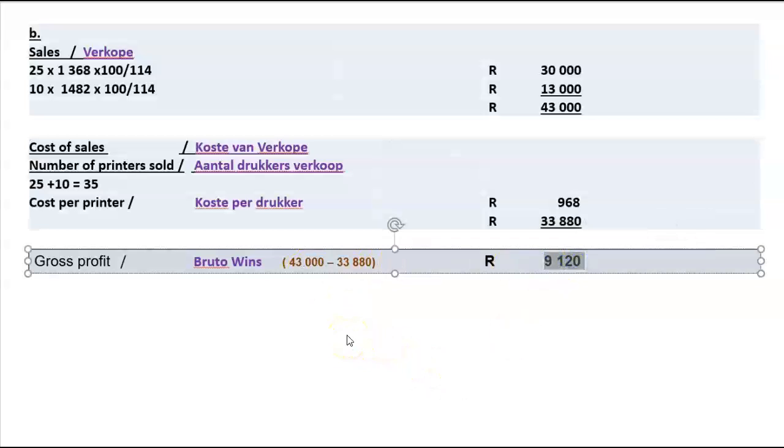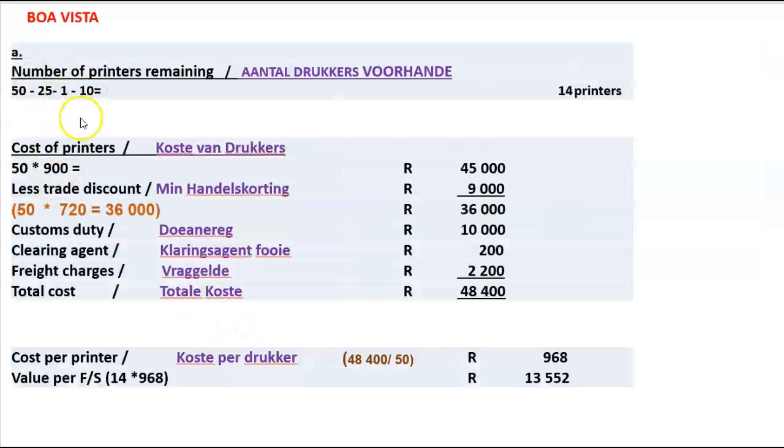Now you can easily ask, what about the printer that the owner took for himself? There we know that we would have adjusted inventory, and you could clearly see that we did adjust the inventory figure, because we only said that the cost of the printers on hand at the end of the day was 14 printers, and in that 14 printers we already recognized the one printer that the owner took for himself.